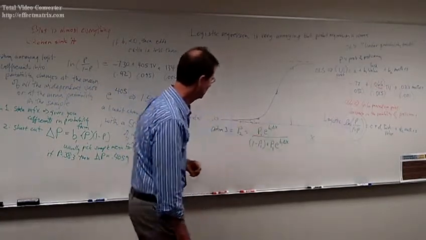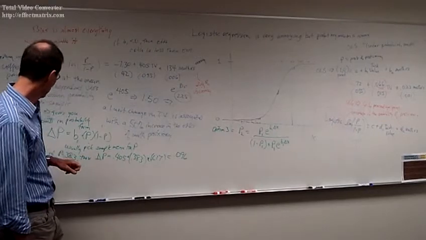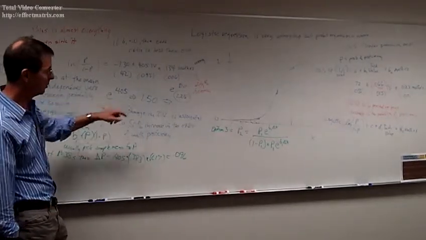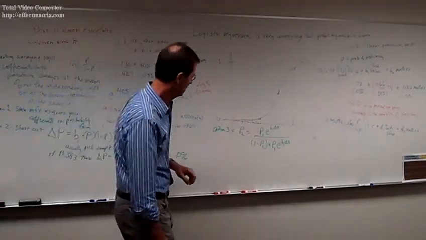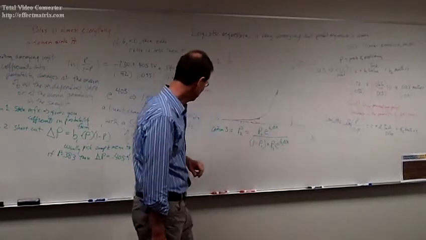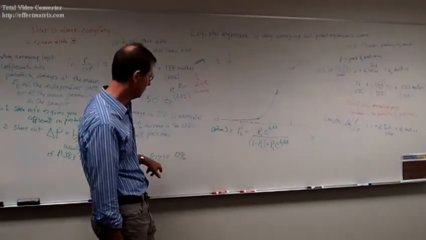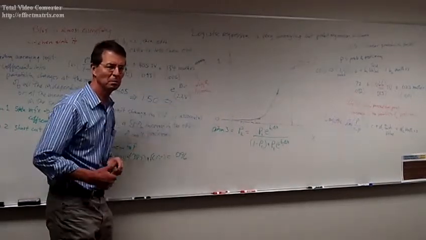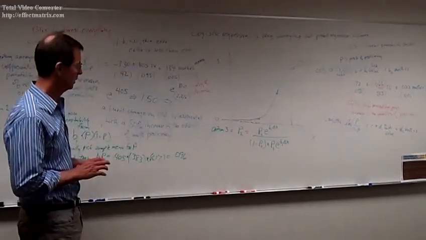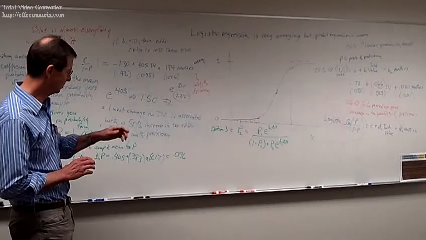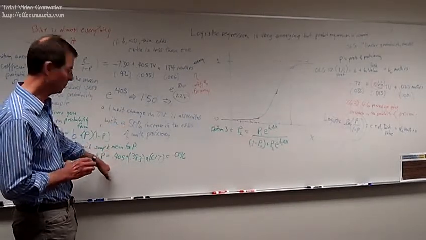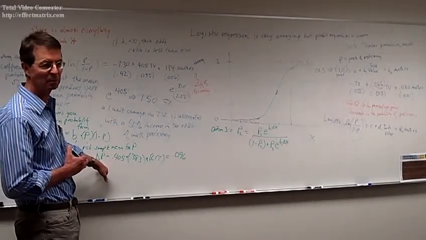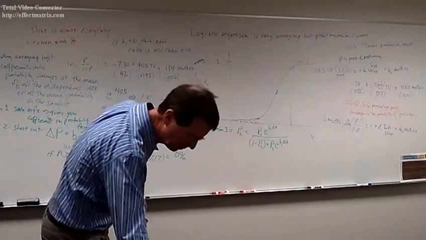E to the beta 1, we saw it was 1.50, right? And then it's 1 minus P1, 0.617, plus that same thing. So that will give you the proper second probability. This is an approximation to that.